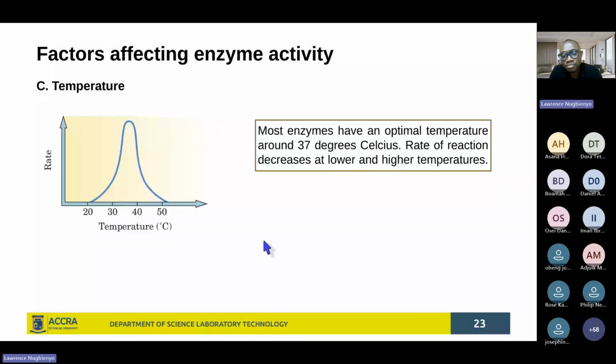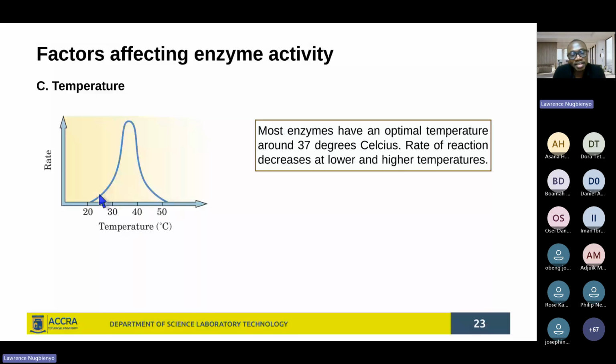You have temperature. So you see, our physiological temperature is 37 degrees Celsius. That is when you have enzymes acting at their optimum. So that is the maximum rate of the reaction. Now, if temperature is lowered, as the temperature goes down, the rate of the reaction reduces.